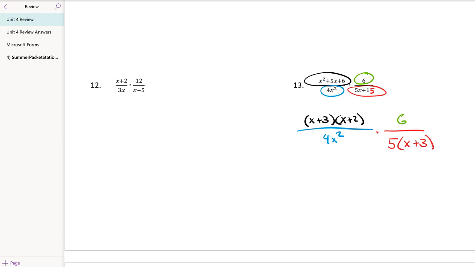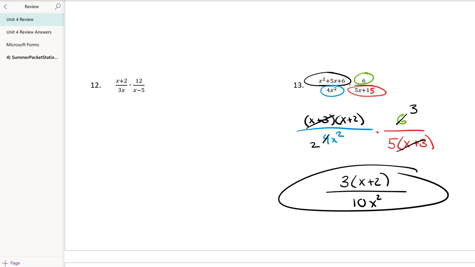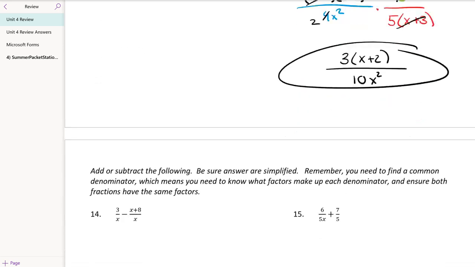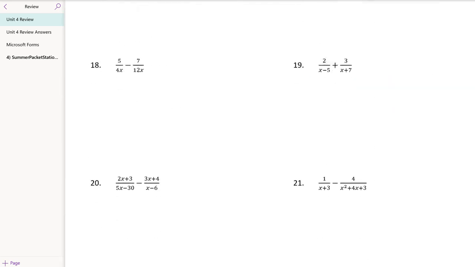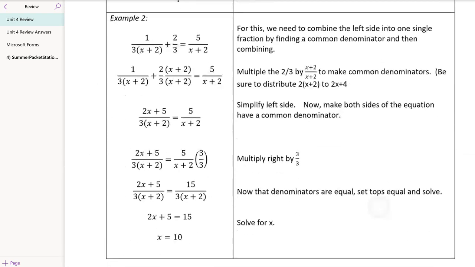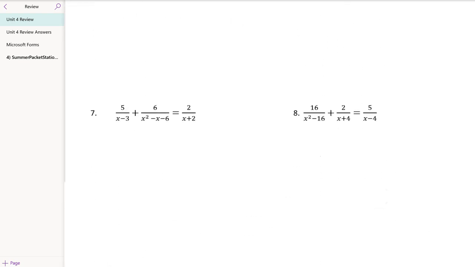Multiplication. So I could simplify diagonally. Those are gone. I could do this diagonally. 2 goes into 4 twice. 2 goes into this 3 times. And I'm left with 3x plus 2 over 10x squared. Done. Keep it moving.